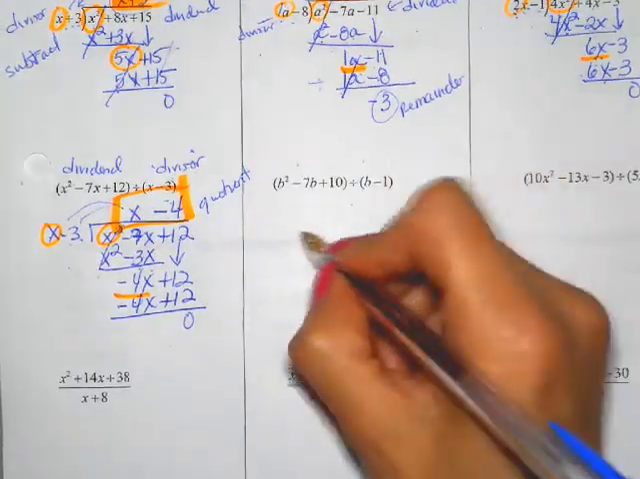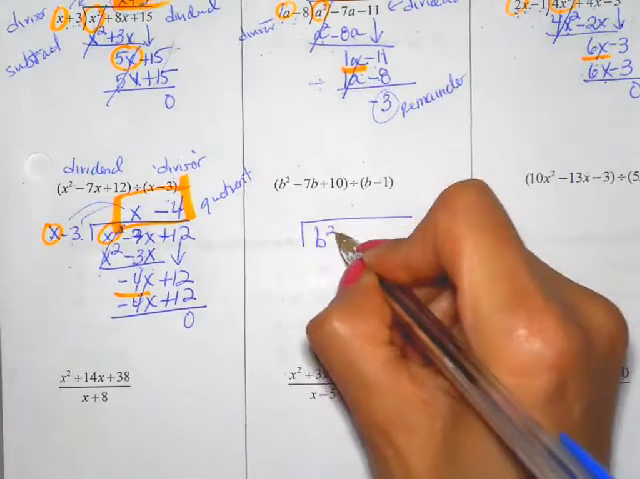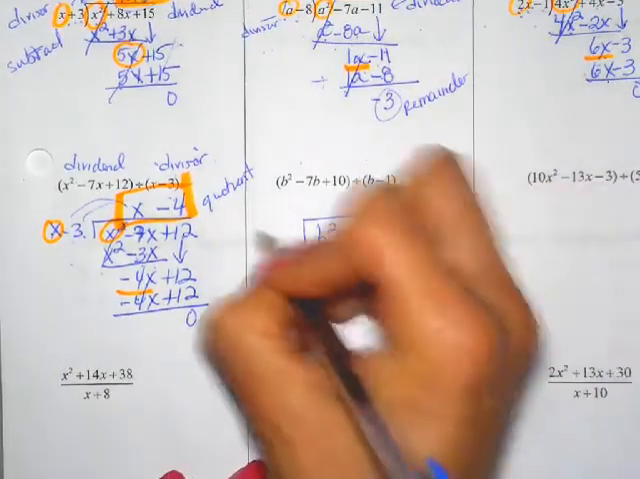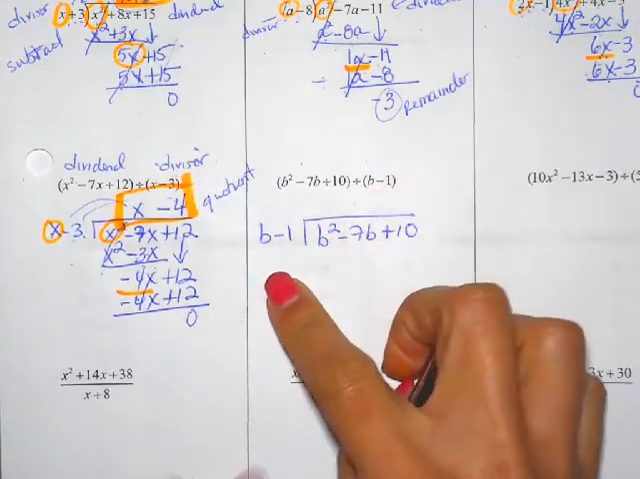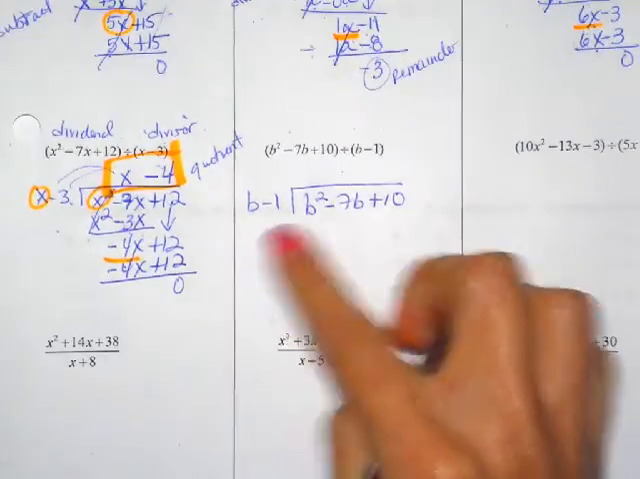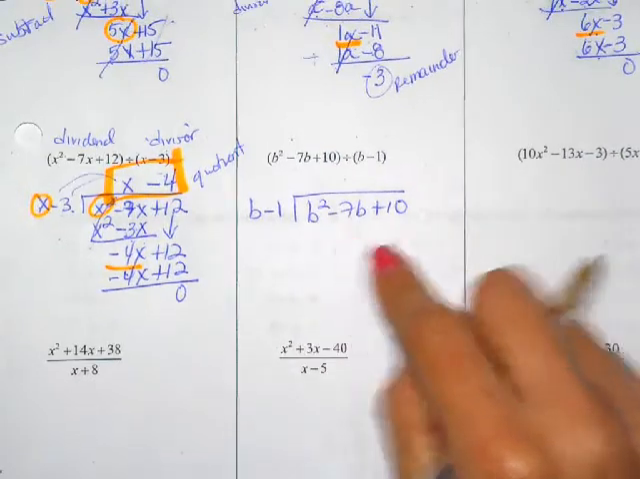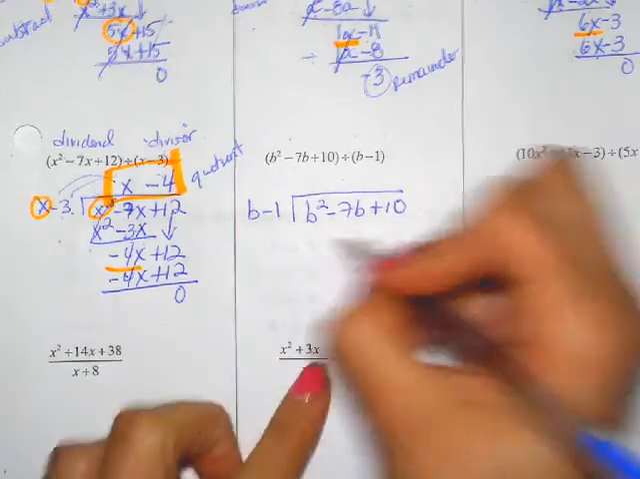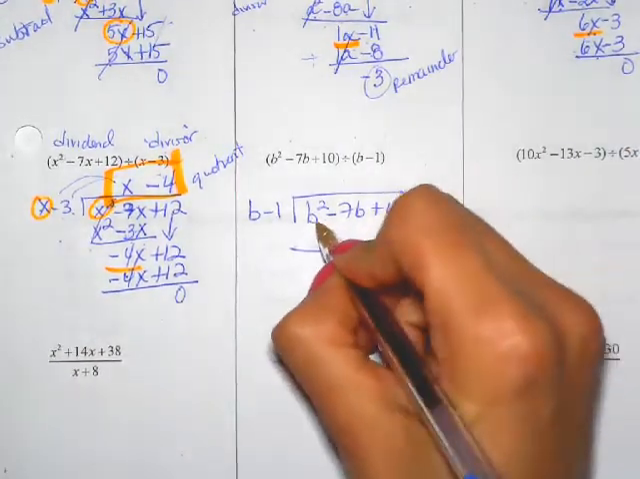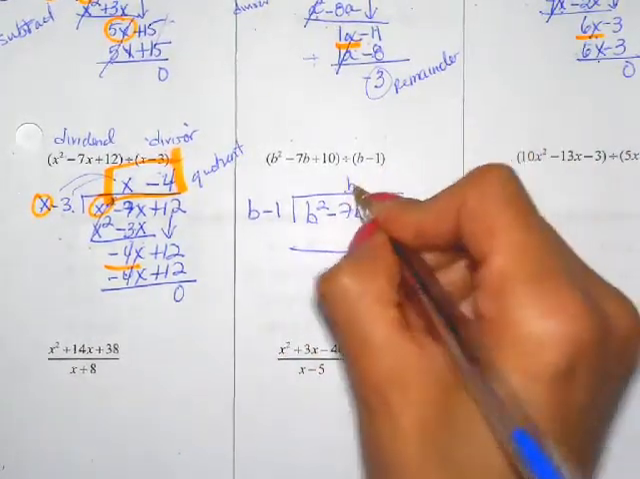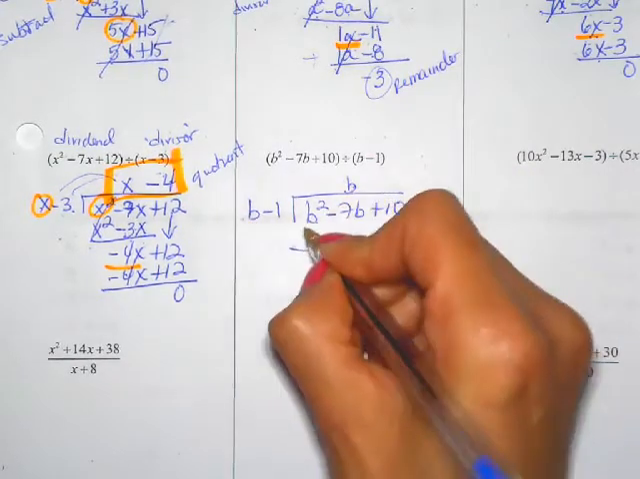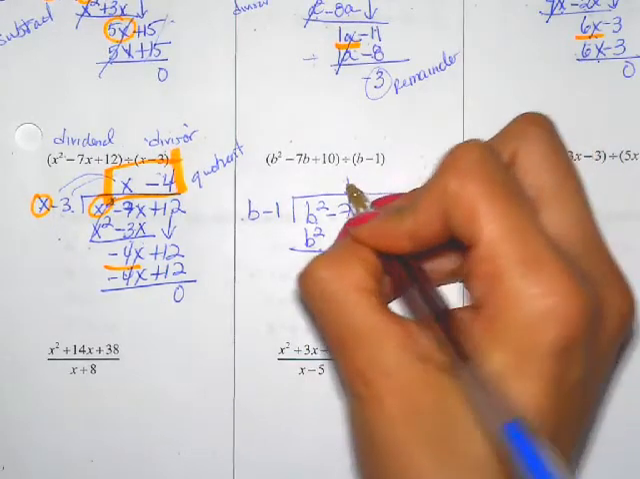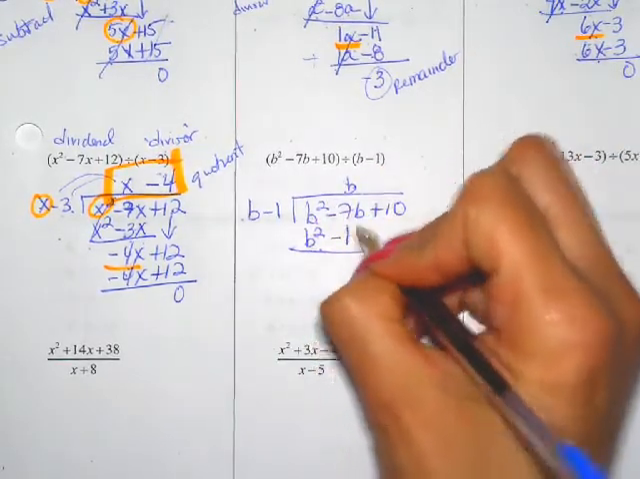Alright, next one. B squared minus 7b plus 10 inside, b minus 1 outside. So if you are trying to work this out, I would pause it here and see if you could do it on your own. To get a b squared, I have to multiply it by a b. b times b is b squared. They match up, so I know I have the right term. Then b times negative 1, negative 1b.